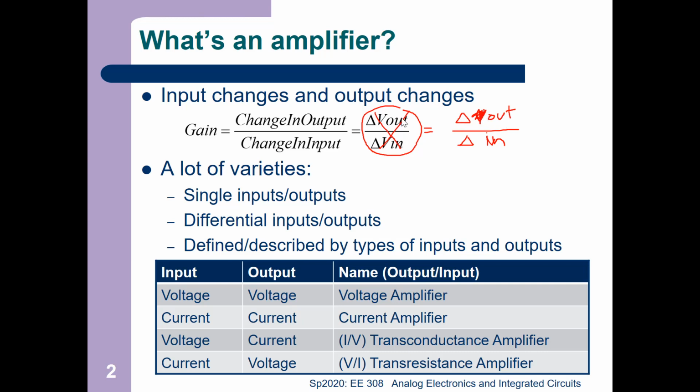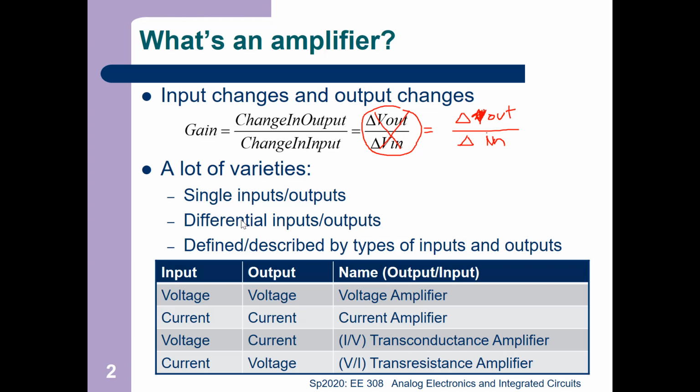I crossed this out because when we start talking about amplifiers that have current as output, then it's not delta V out, it's delta I out. But whatever that output is, whether it's voltage or current, it's how much that output changes over how much the input changes. And again, we're going to be doing an op amp, so it's going to have two inputs. It'll have differential inputs, but there's also op amps with two inputs and two outputs, an inverting and a non-inverting output. And so that would be considered a differential output.